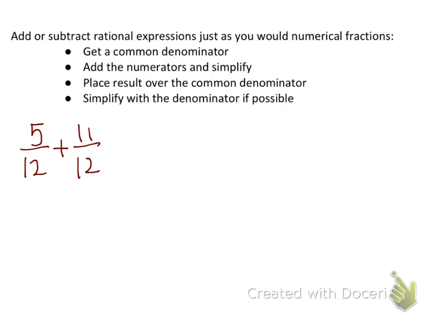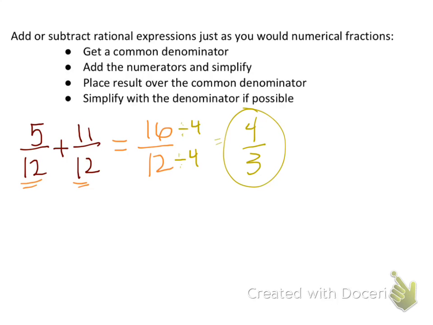So for example, if we were to have 5/12 plus 11/12, well, we've got a common denominator of 12, so we just add the numerators, so we get 16/12. Then of course these are each divisible by 4, so this would simplify to 4/3.